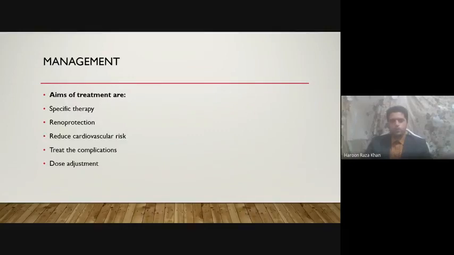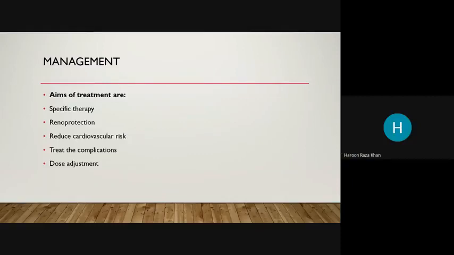Finally, we will talk about the management of this condition. First of all, we will briefly talk about the aims. Specific therapy, which is directed at the underlying cause of the disease. Slowing the deteriorating function of the kidney.